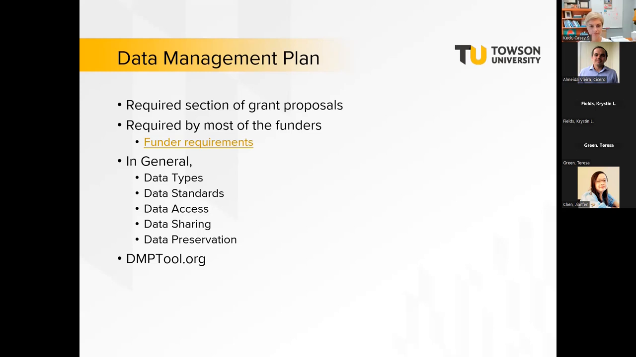So after reading through a lot of these requirements, I have summarized that in general there are only five points that are required to be included in a data management plan for most of the funders. First of all is the data type: what kind of data type you plan to use for the research data sets created from your study or your research. Number two, what data standards, or sometimes called metadata schemes or standards, you are going to use for your research data sets.